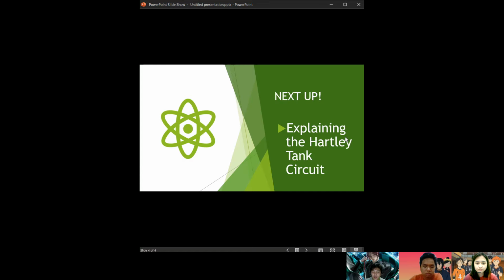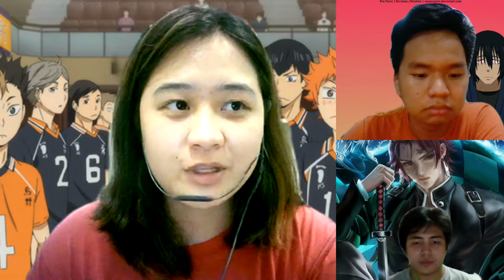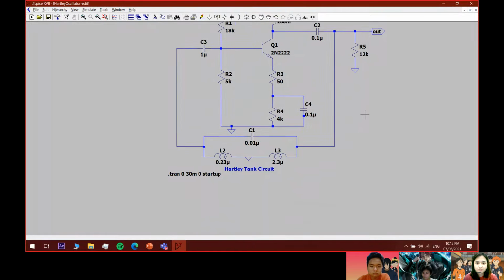Next up is explaining the Hartley tank circuit. So we will now present to you a Hartley oscillator simulated in LTspice.